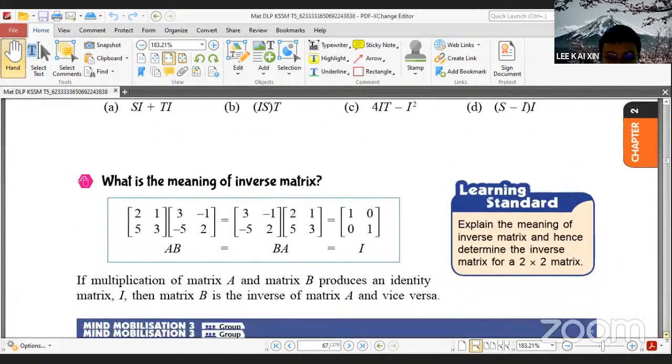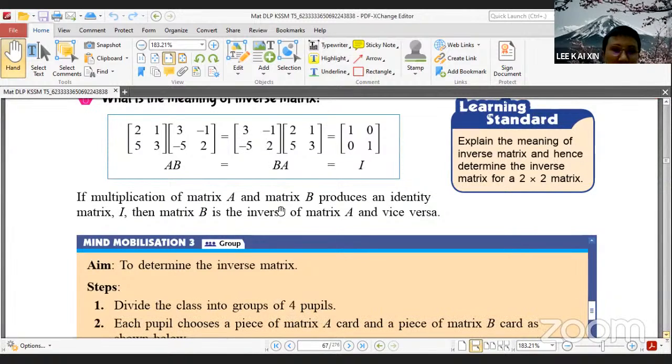Okay, after that, we're going to learn about the inverse matrix. Okay, what is an inverse matrix? When A times B is equal to B times A, then equals the identity matrix. If the multiplication of matrix A and B produces an identity matrix I, identity matrix use a single I, then matrix B is the inverse matrix of A, or vice versa.